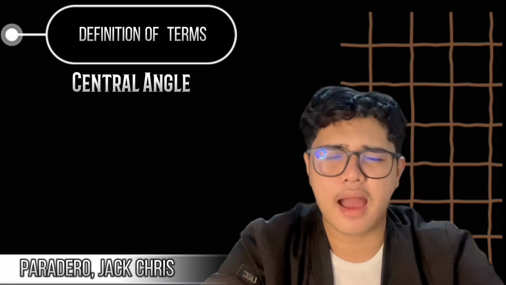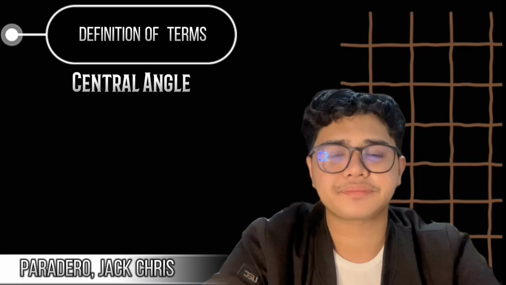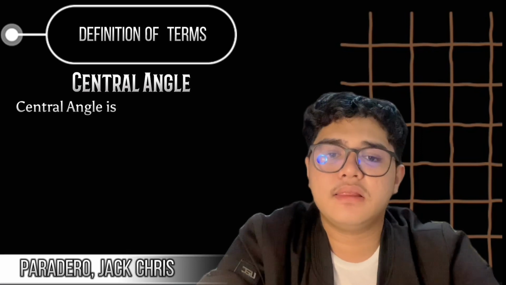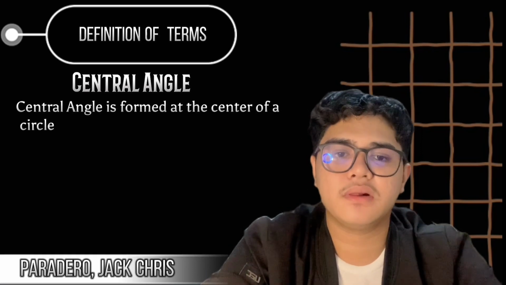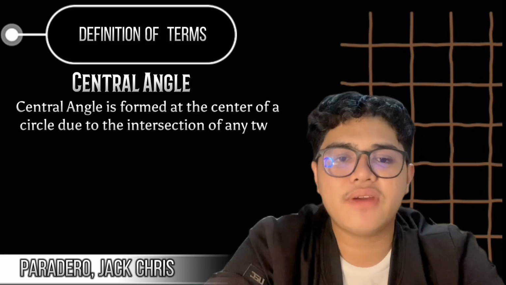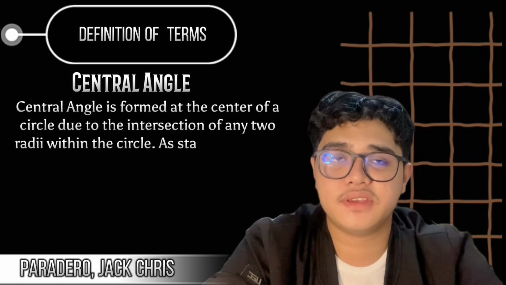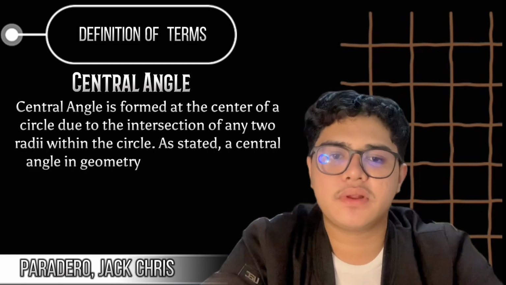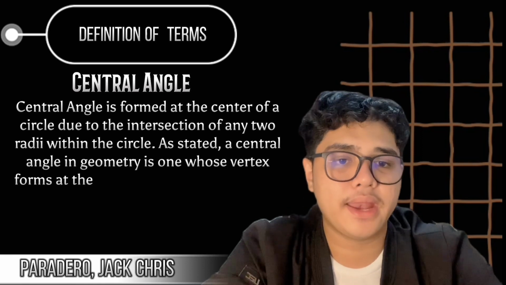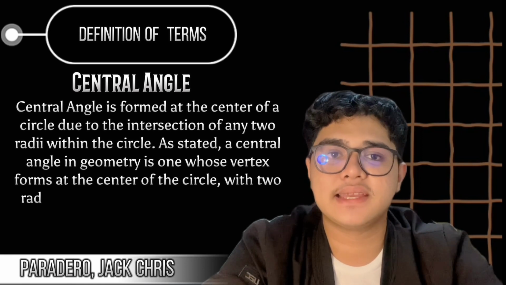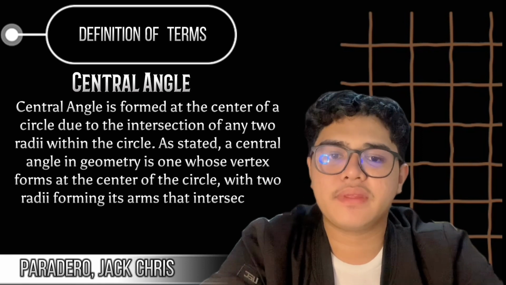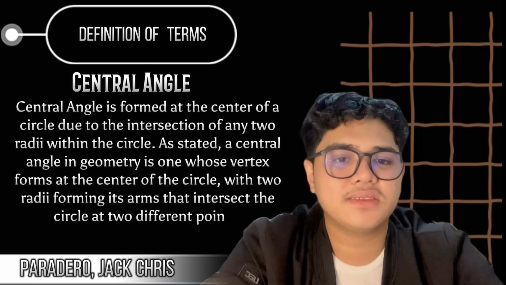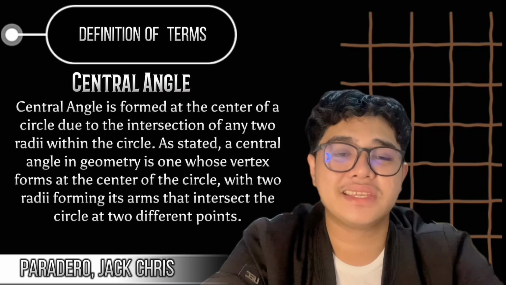Alright, lastly we have the central angle, the very core among all. The central angle is formed at the center of a circle due to the intersection of any two radii within the circle. As stated, a central angle in geometry is one whose vertex forms at the center of the circle, with two radii forming its arms that intersect the circle at two different points.